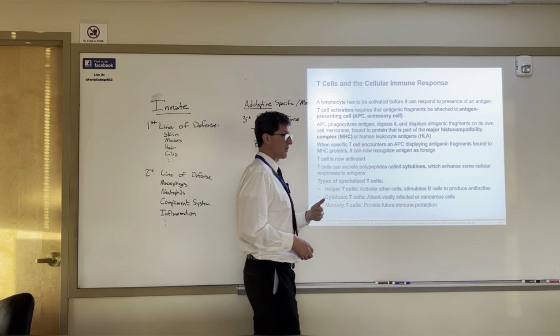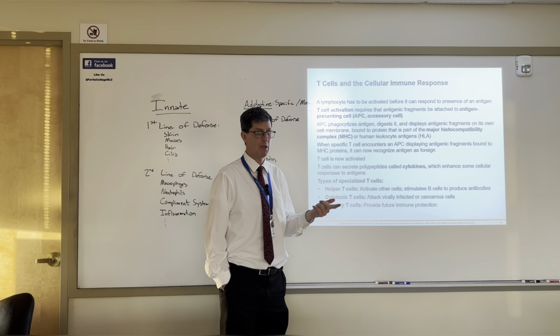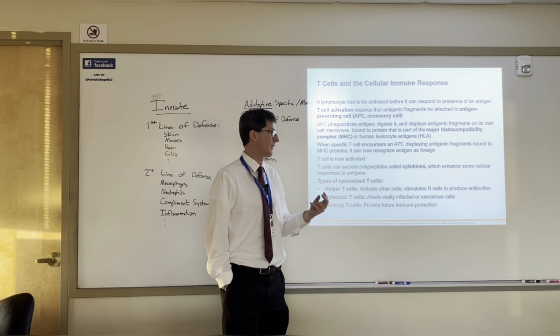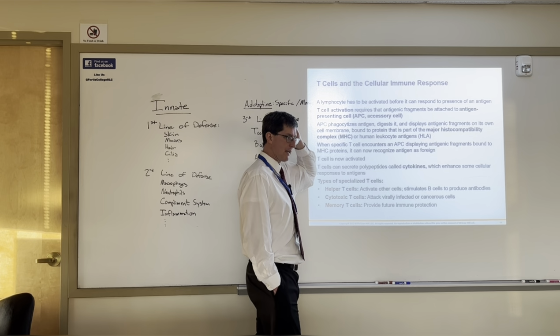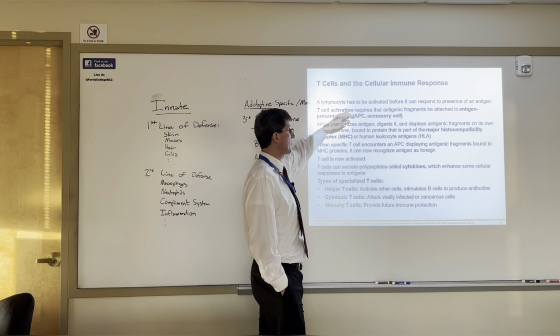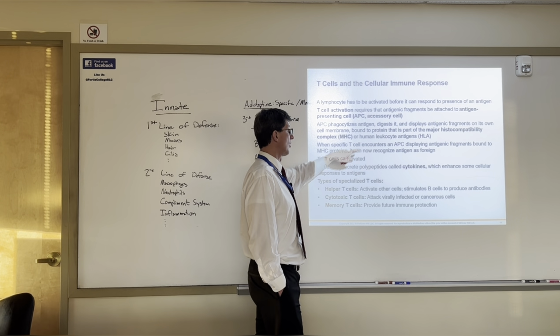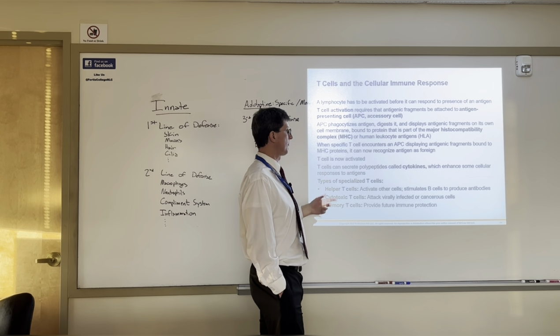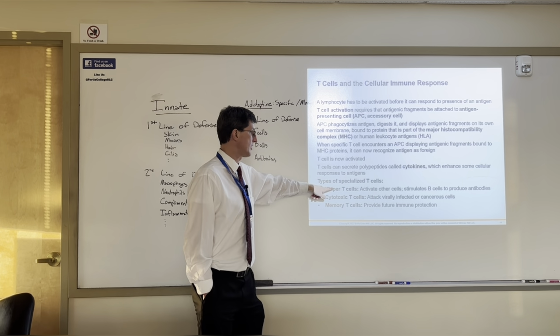So antigen presenting cells, dendritic cells are one of the main kinds. Macrophages in general do it, and then sometimes B cells do it. And so when they encounter a foreign antigen and they eat it or they destroy it, they put portions of the foreign antigen on a special receptor called a major histocompatibility complex, or a human leukocyte antigen complex. And then they show it to the helper T cells.